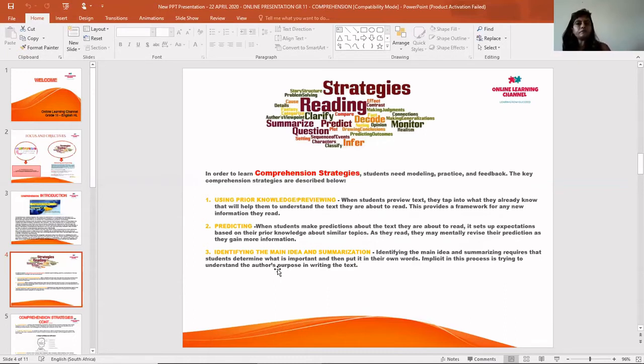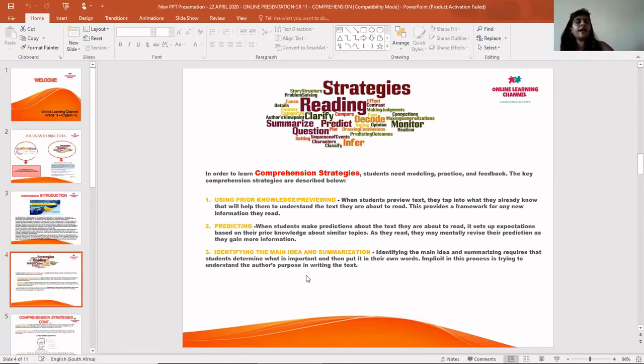Right, number 1, you're going to use your prior knowledge. Right, when you preview your text, you tap into what you know already. That will help you to understand the text better. This provides a framework for any new information you are reading. Number 2 is predicting. When students make predictions about the text they are about to read, it sets up expectations based on the prior knowledge about similar topics. As they read, they may mentally revise the prediction as they gain more information.